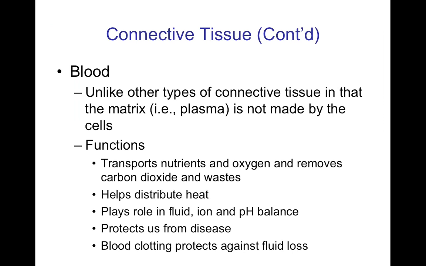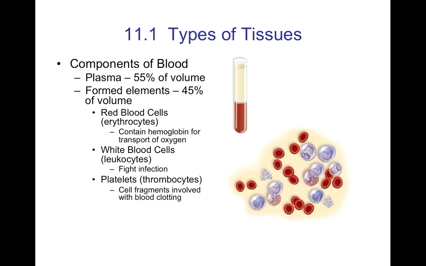The connective tissue also involves, in addition to bone and cartilage, your blood, which will be responsible for transporting nutrients and oxygen and removing carbon dioxide and waste in your body. It'll also be involved in pH balance and protecting from disease. Also, blood clotting is happening in the blood to prevent you from losing fluids when you've been cut. And also, it'll help distribute the heat in your body.